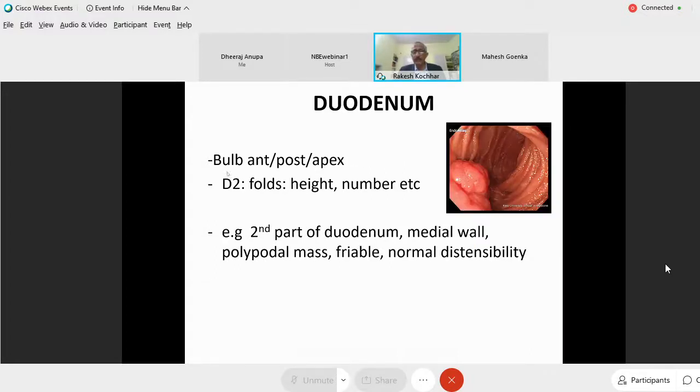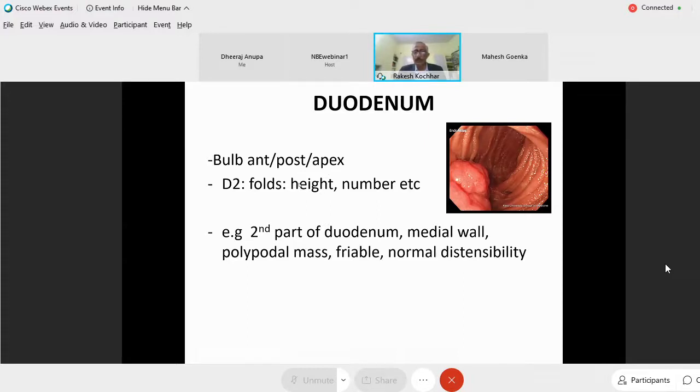In the duodenum, you describe the lesion in the context of whether it is in the duodenal bulb or in the second part of the duodenum. You rarely go across into the third or fourth part of the duodenum, but if you happen to go, you describe that. So in the bulb, you describe whether it is on the anterior wall, posterior wall, or at the apex of the bulb.